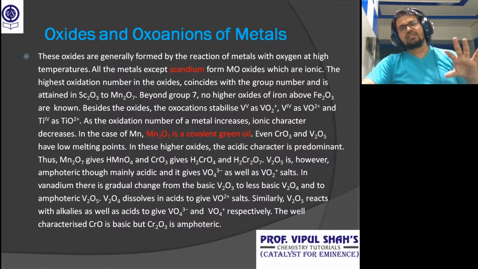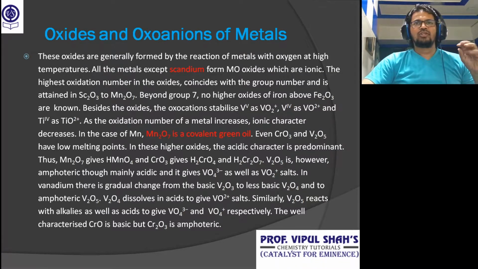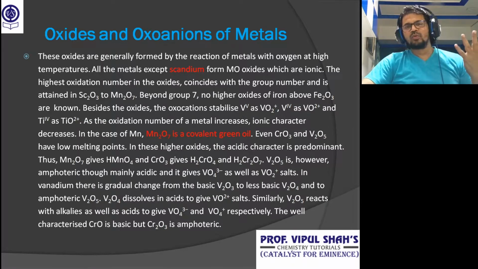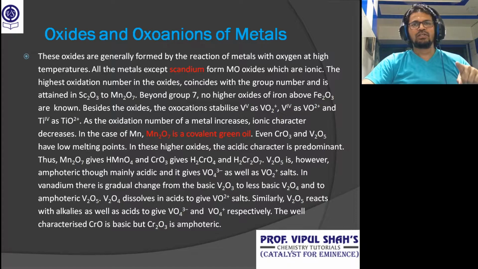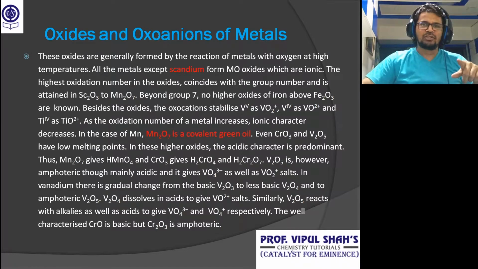Some of its oxides, it is clear, and talking about their behavior, some are acidic, some are basic, and some are amphoteric. Okay, observe this. First is oxides. We all know what an oxide is: a binary compound of oxygen where the oxidation state of oxygen is -2. That's what we call an oxide.